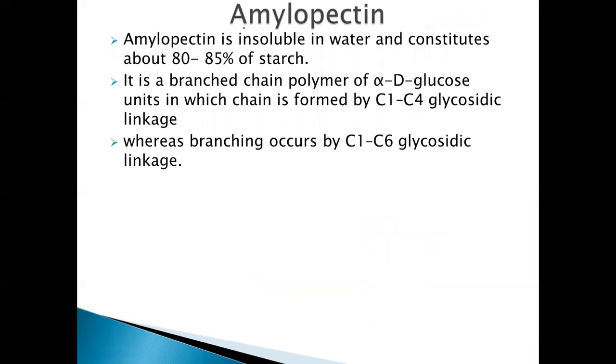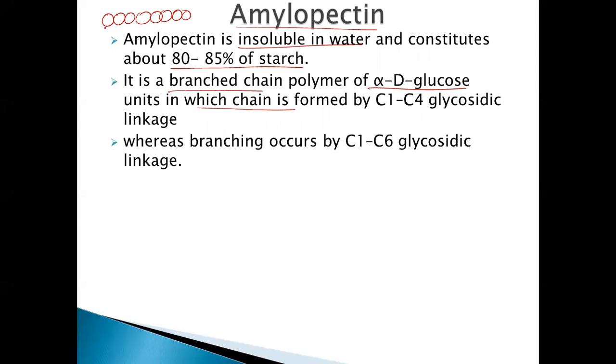Amylose is water soluble. Amylopectin is not soluble in water, and it constitutes about 80 to 85% of starch. Again, this is also made up of alpha D glucose units. But here, if you can see, it is a long branched chain. So the chain is a branched chain.